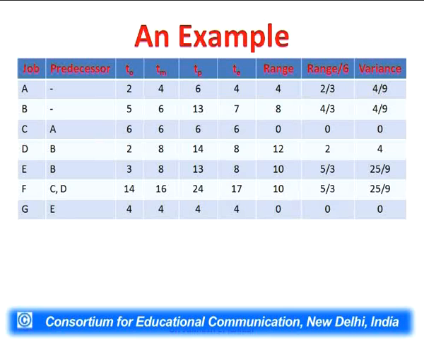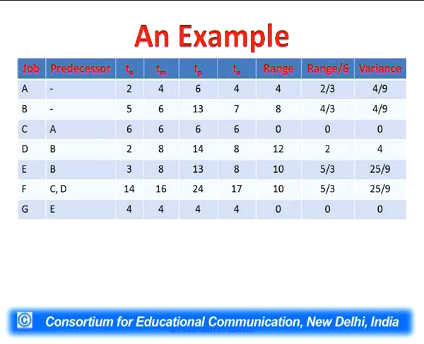So these have been calculated: 4, 7, 6, 8, 8, 17 and 4. These are the time estimates of the activities A to G. The range is also calculated. Range divided by 6 is the standard deviation. If we take the square of the standard deviation, we will get the variance. So variance has been calculated also.